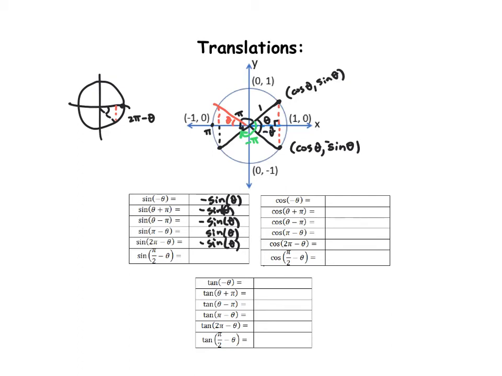Okay, how about sine of pi over 2 minus theta? Okay, with this one, I'm actually going to use a triangle. So let's say that this is theta, and the sine of theta is sine, right? So then this angle right here would be pi over 2 minus theta. So the sine of pi over 2 minus theta is actually equal to opposite over hypotenuse, cosine of theta.